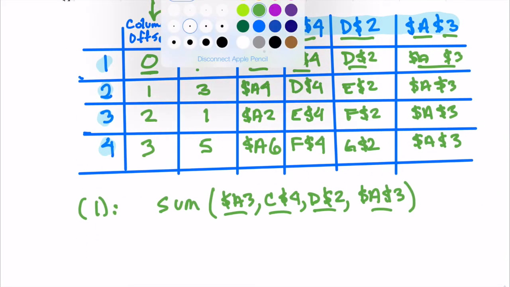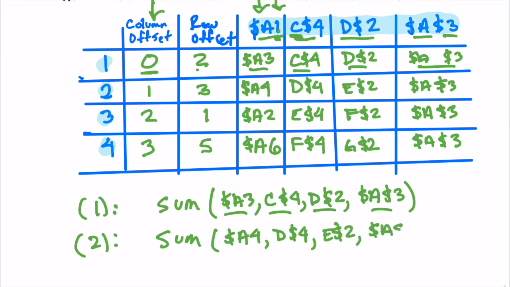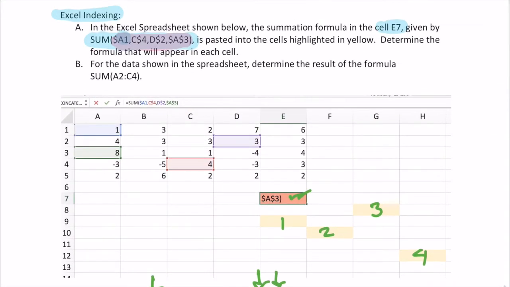I'll do one more. The formula for the second would be $A4, D$4, E$2, and $A$3. You continue on and you can figure out the formulas for each of the cells. That answers part A, and we're done with part A now. Let's move to part B.